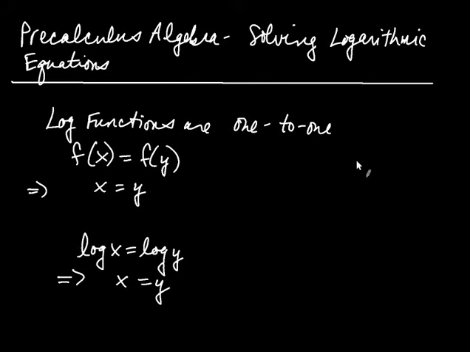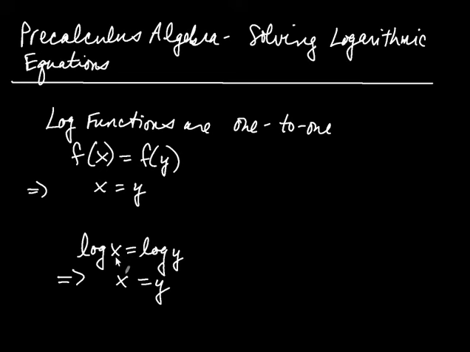Let's discuss how to solve logarithmic equations. There are a few different ways of doing it. The first method makes use of the fact that logarithmic functions are one-to-one. One-to-one implies that when the outputs, f(x) equal to f(y), are equal to each other, that implies the inputs, x equal to y, are equal to each other.